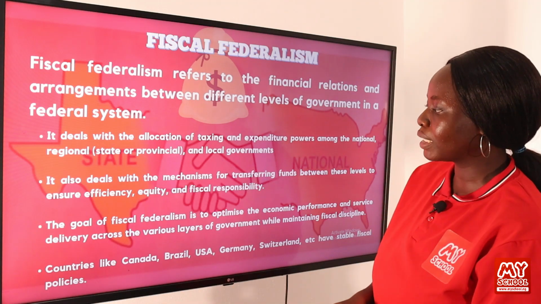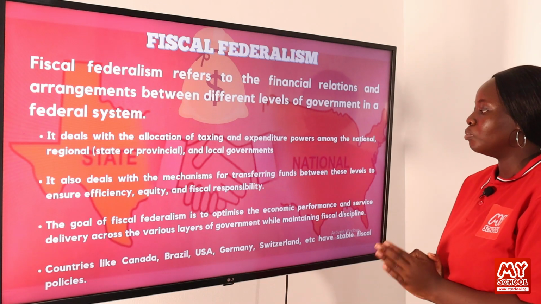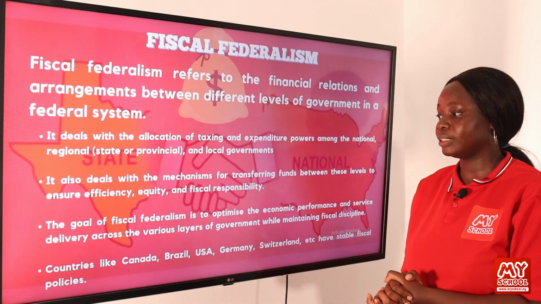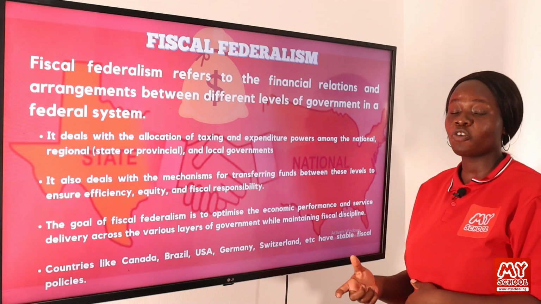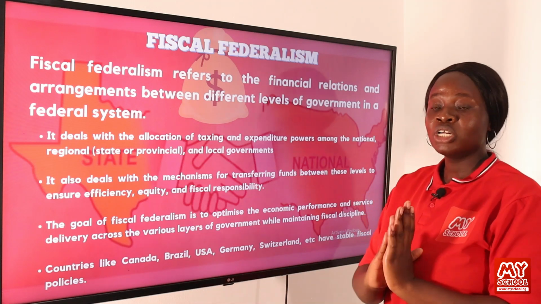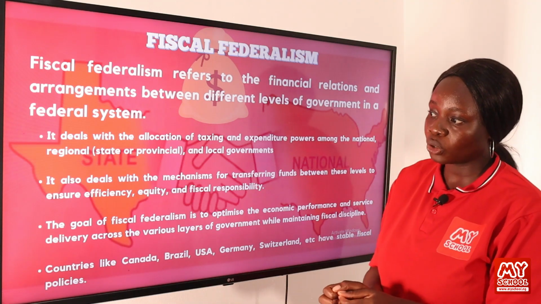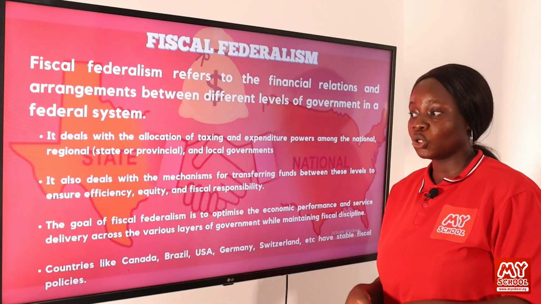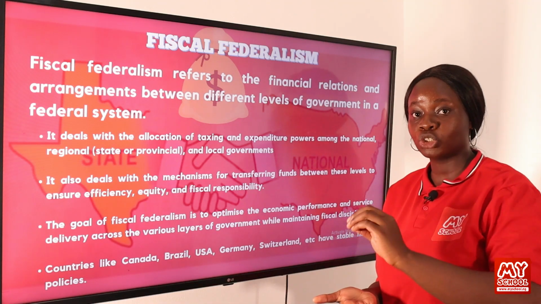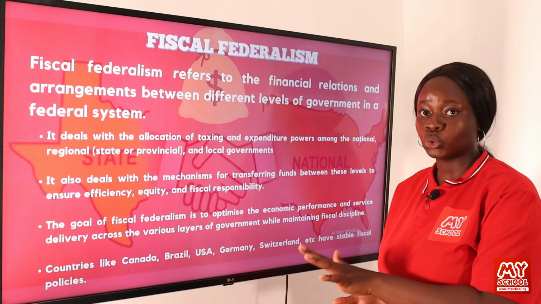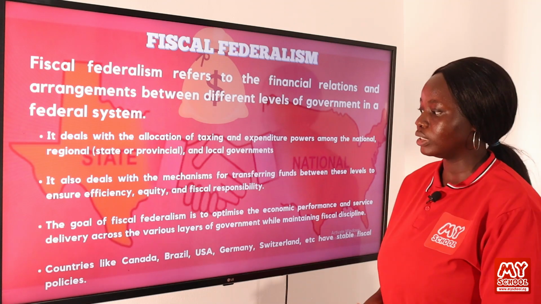It also deals with the mechanism for transferring funds between these levels to ensure efficiency, equity, and fiscal responsibility. So sometimes the federal government has to transfer funds to different states and local governments. So while doing this, it has to ensure that the transfer helps to aid efficiency, and it also has to ensure that there is equity. There has to be some form of balance when it allocates these resources to the different component units.